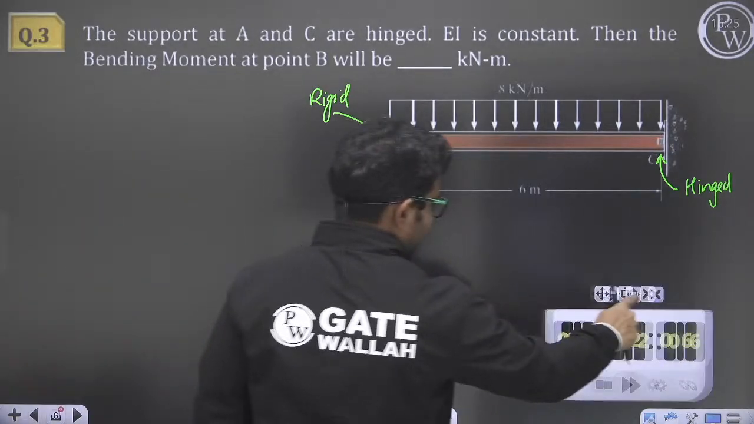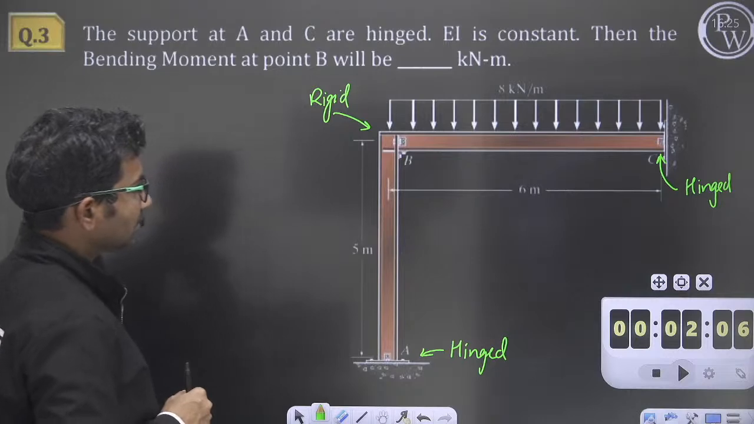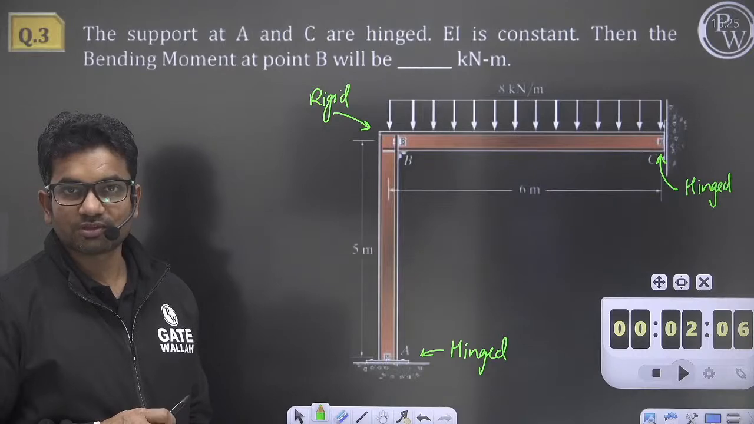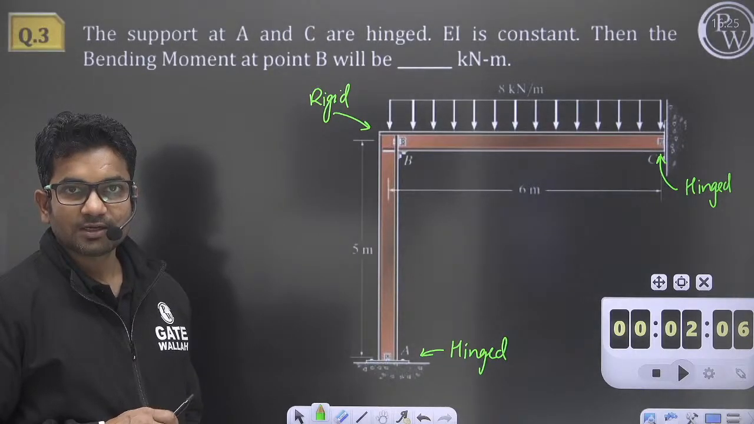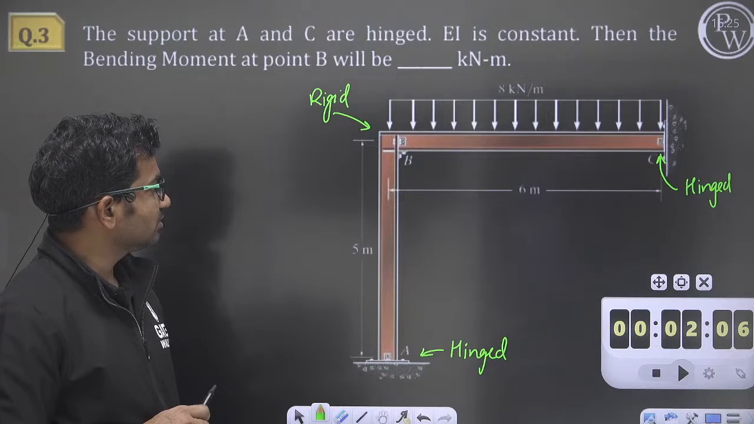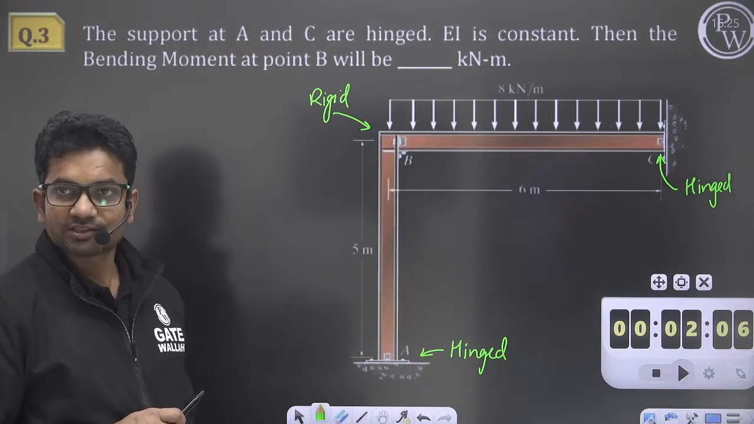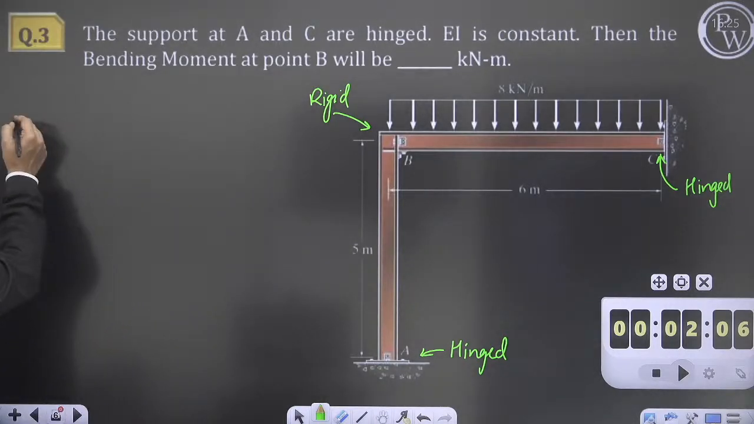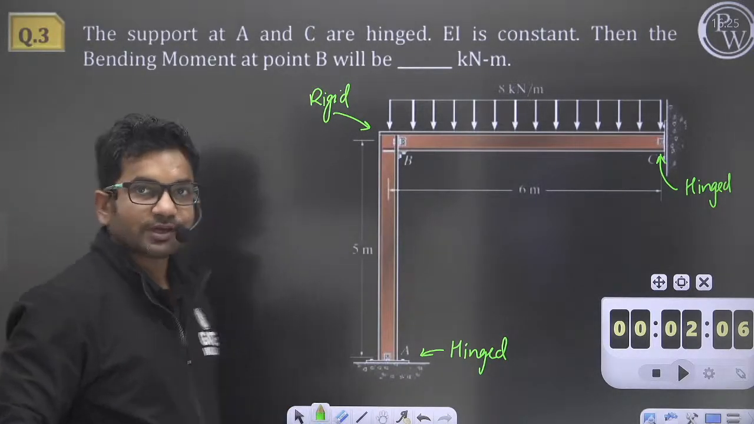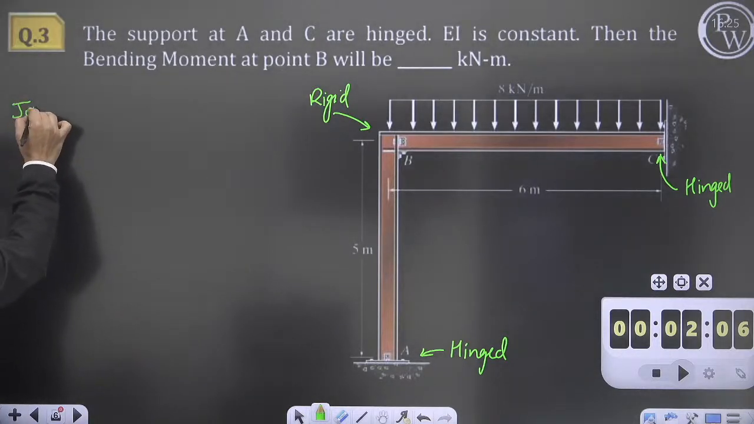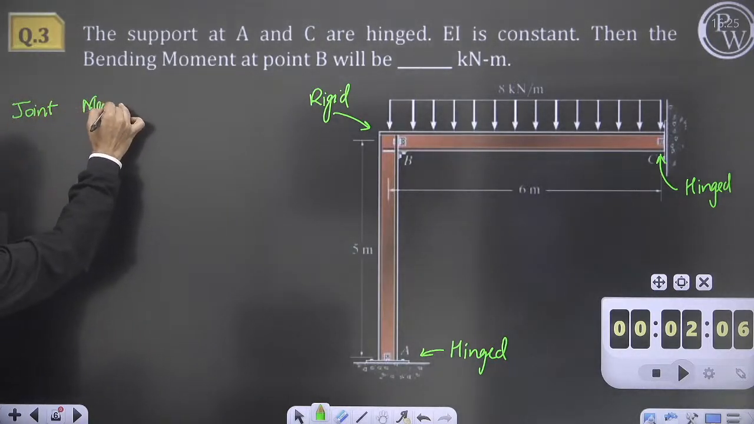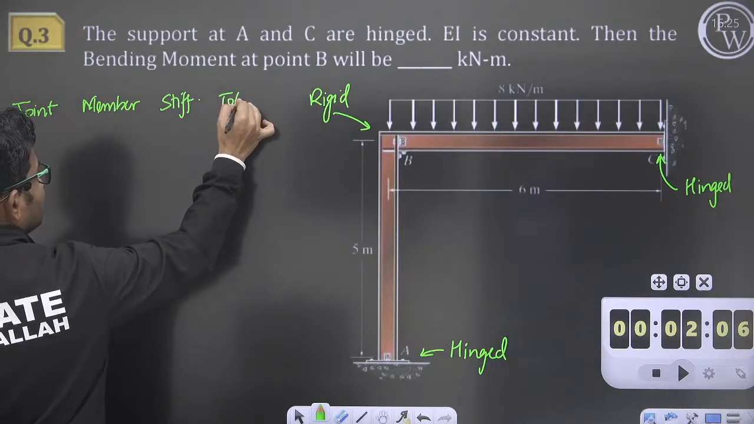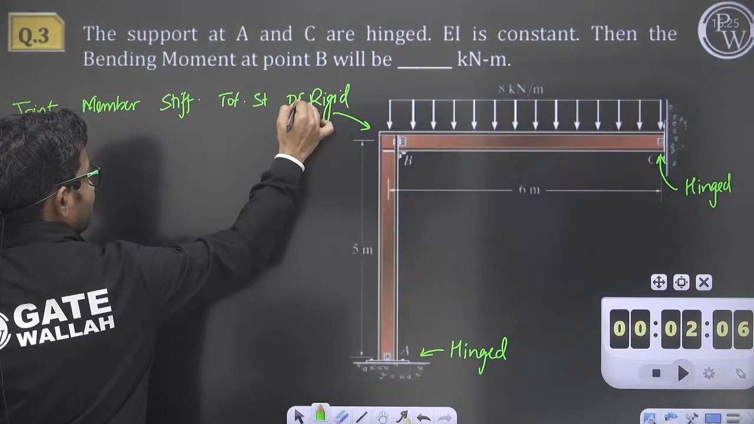So what we are going to do, let us employ, which method do you want? Moment distribution method, slope deflection method, or both? Let us first try with the moment distribution method. First we have to calculate distribution factors. Let us say this is joint, then member, then stiffness, then total stiffness, and then distribution factors.